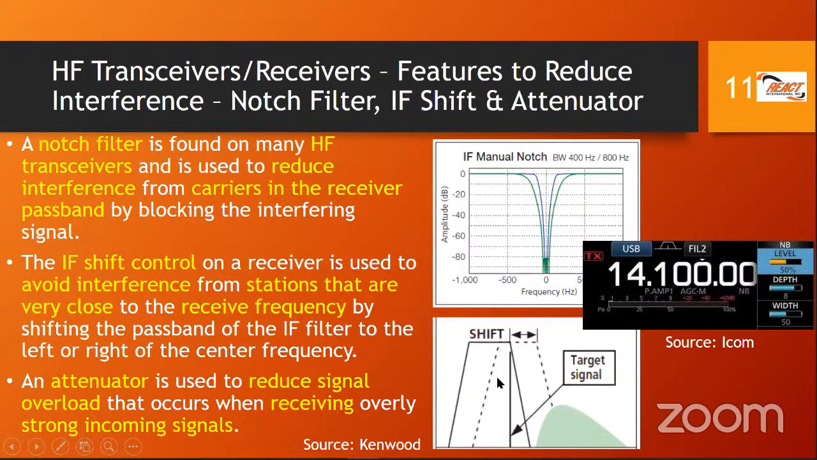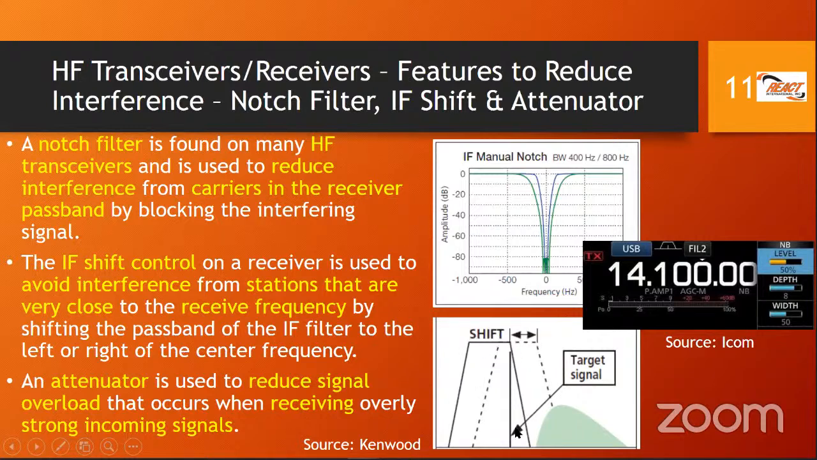But our receive, this part here is the frequency we're receiving, our target signal, and of course we receive a little left and to the right of it. And part of what we are hearing is interference. So we use our IF shift control and shift to the left. All right, we move to the left. And notice how we are now avoiding this bit of interference. We have shifted to the left, instead of this dotted line here.